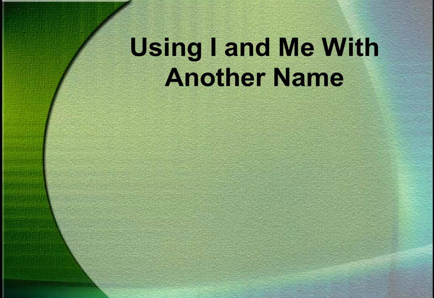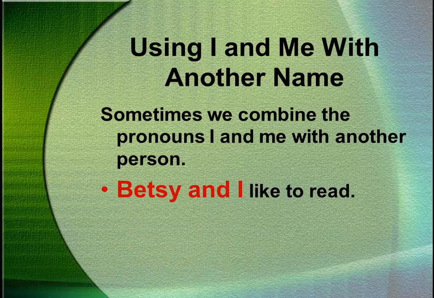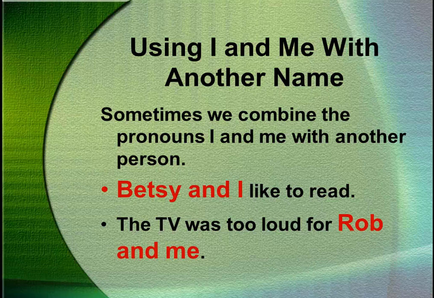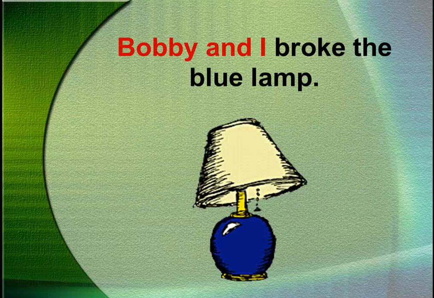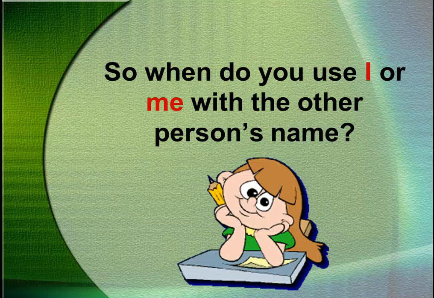So using I and me with another name. Sometimes we combine the pronouns I and me with another person. Betsy and I like to read. The TV was too loud for Rob and me. When using I and me with another person, always put the other person's name first. Bobby and I broke the blue lamp. Sit beside Terry and me.